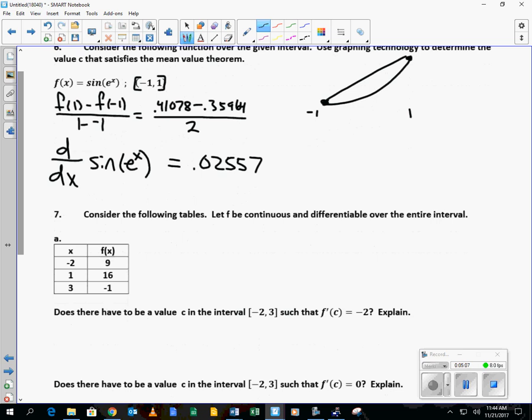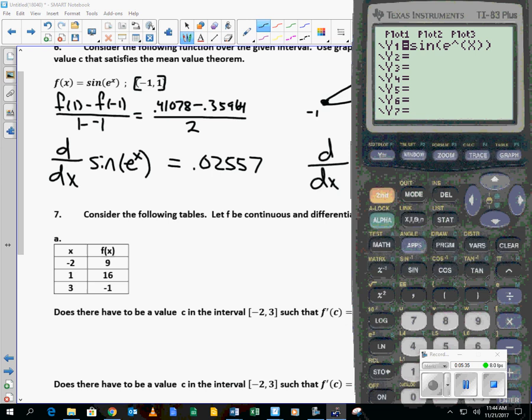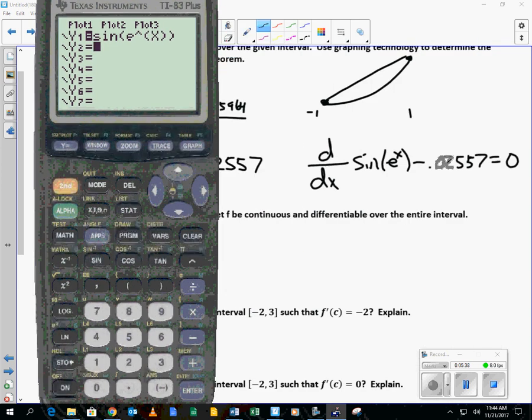This is an equation I would like to solve, correct? So I'm going to turn that equation into a slightly different equation. The derivative of sine of e to the x minus 0.02557 is equal to 0. So I simply want to answer that equation. And that's not going to be that difficult to do. We go to our calculator, and we're going to take the derivative of sine of e to the x.